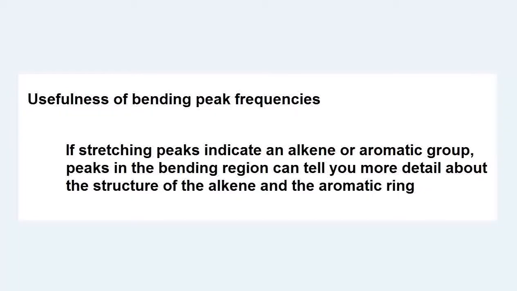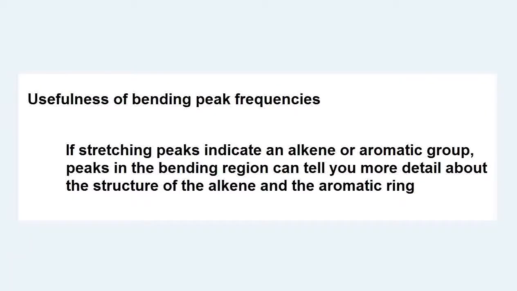If the stretching peaks in your IR spectrum point to an alkene or aromatic group, the peaks in the bending region can tell you more detail about the structure of the alkene and the aromatic ring. Specifically, the alkene bending peaks will tell you if you have a cis isomer, a trans isomer, or if the double bond is at the end of the chain, and so forth.